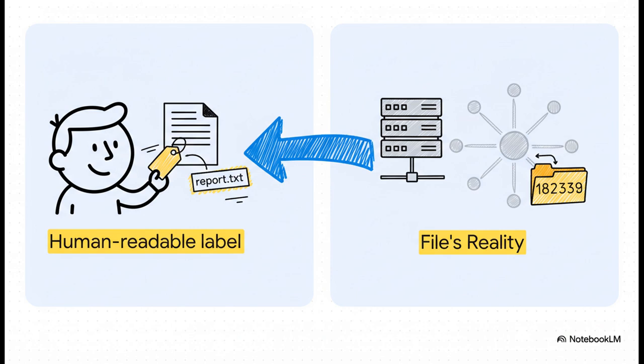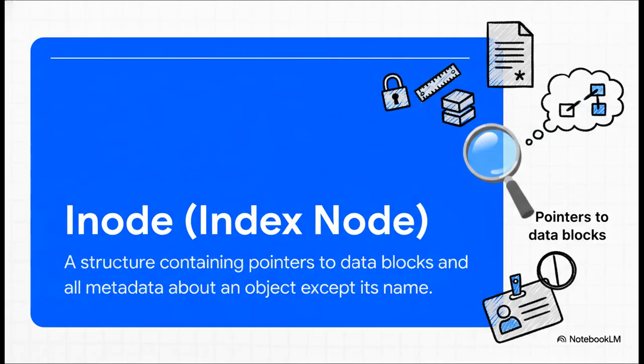So you've got this split. On one side, you have the file name, report.txt. That's for us humans. It's a convenient label we can read and change whenever we want. But on the other side, for the computer, the real deal is the inode number. The name you see is just a pointer, a signpost pointing to the inode, which holds all the information that truly matters. And here we have the official definition from the source material.